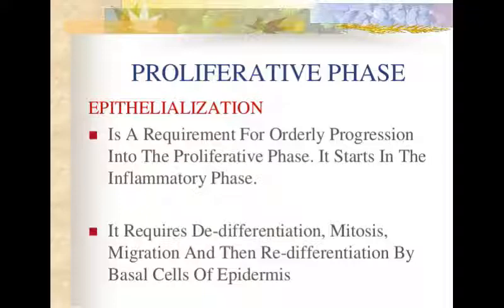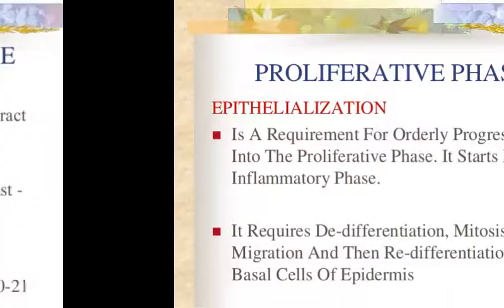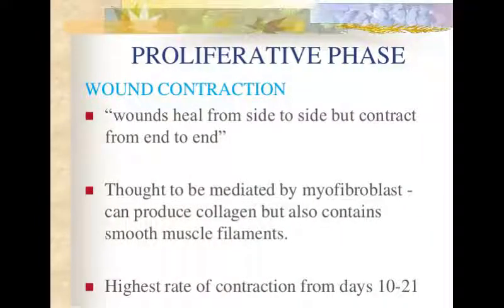Firstly, epithelialization is the requirement for the ordinary progression into the proliferative phase. It starts in the inflammatory phase. It requires differentiation, mitosis, migration and then re-differentiation by the basal cells of the epidermis. And wound contraction: the wound heals from side to side but contracts from end to end. Thought to be mediated by the myofibroblast, which can produce collagen but also contains smooth muscle filaments.